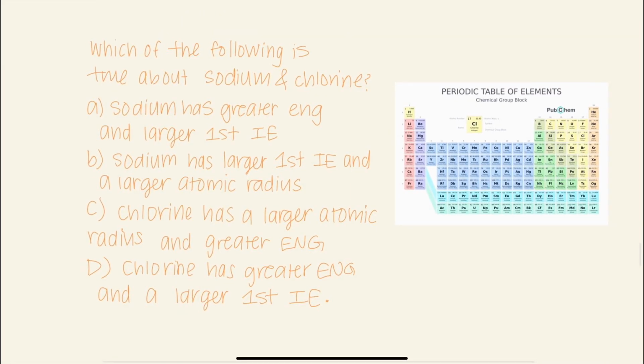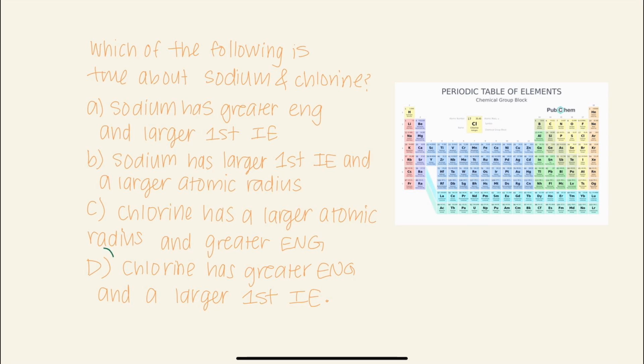The next question says, which of the following is true about sodium and chlorine? A, sodium has greater electronegativity and larger first ionization energy. B, sodium has larger first ionization energy and a larger atomic radius. C, chlorine has a larger atomic radius and greater electronegativity. D, chlorine has greater electronegativity and a larger first ionization energy. Pause the video and take some time to figure that out.